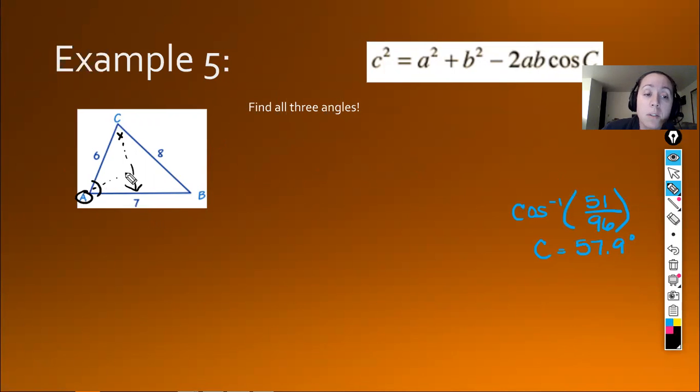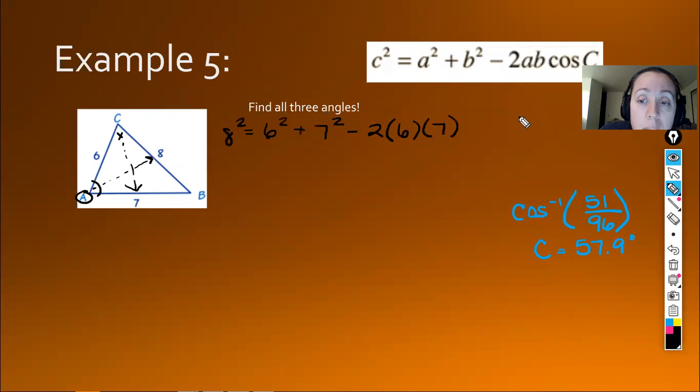So that means I'm going to start with the side opposite angle A. That's going to start my equation. So 8 squared equals, now it's my other two sides squared, 6 squared plus 7 squared minus 2 times 6 times 7 times the cosine of angle A this time. And then I'm just going to do some simplification here. 36 plus 49. 2 times 6 times 7. Jen's going to use her calculator because she's tired.